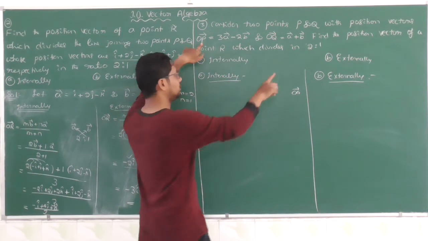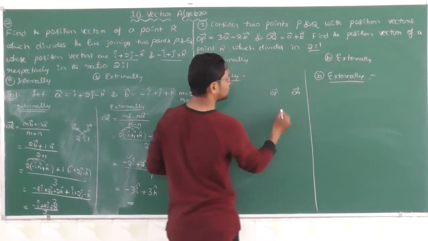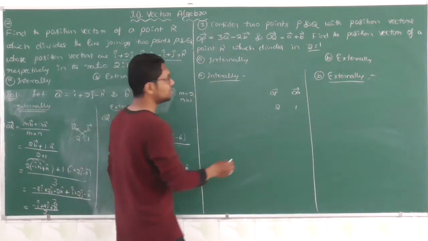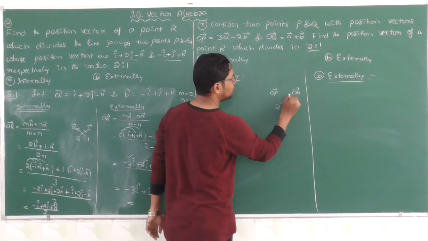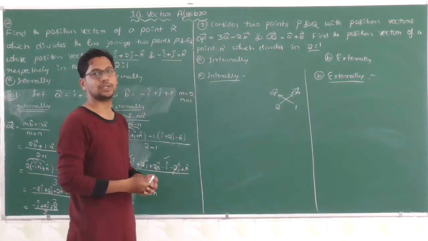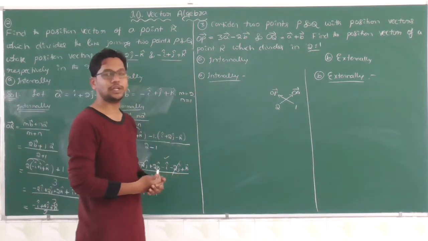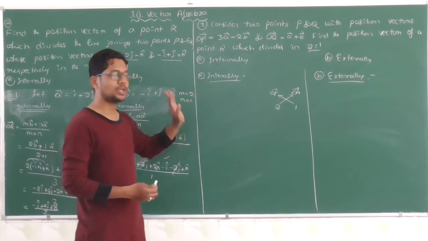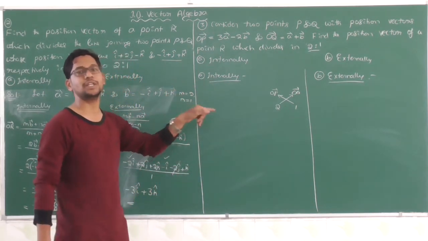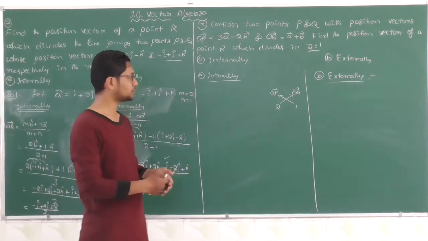Next, which divides the line segment in the ratio 2:1. You just take the cross multiplication, 2 into OQ vector, 1 into OP vector, divided by 2 plus 1. That is the section formula I am applying here. Don't be confused, I am just substituting the values of A vector and B vector and m and n in the given section formula. That's it.